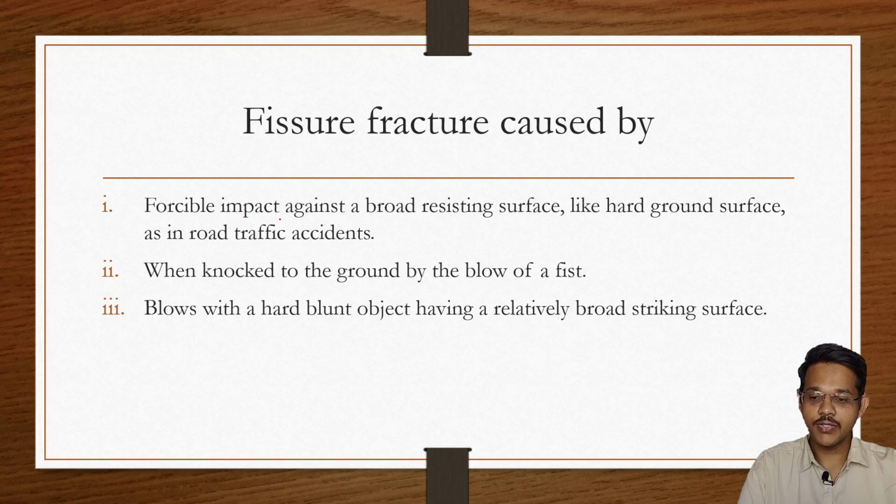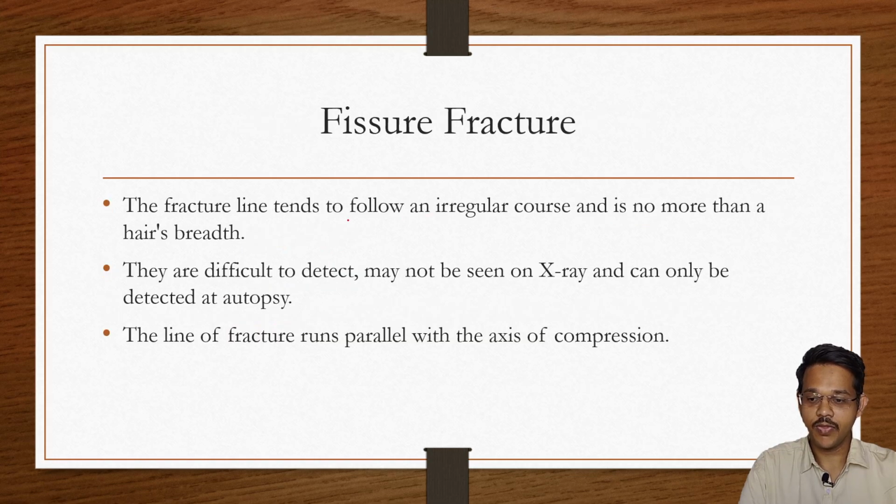It is mainly caused by forcible impact against broad resisting surfaces like a hard ground surface, or in case of rotative injury, or when knocked to the ground by a blow of the fist. Any local action of that kind may lead to fracture. Blows with hard blunt objects with relatively broad striking surfaces, like a hammer, can cause fissure fractures if driven lightly. In fissure fracture, the fracture line tends to follow an irregular course and is no more than a hair's breadth.